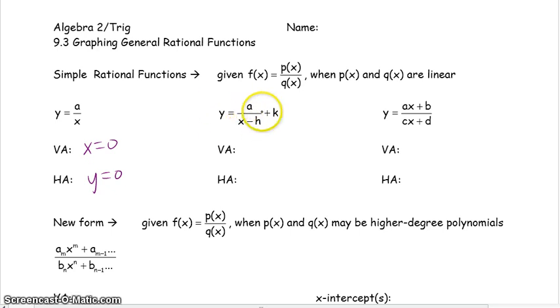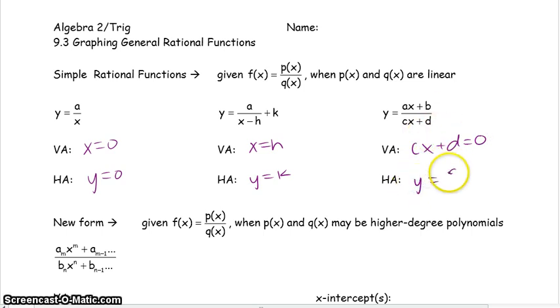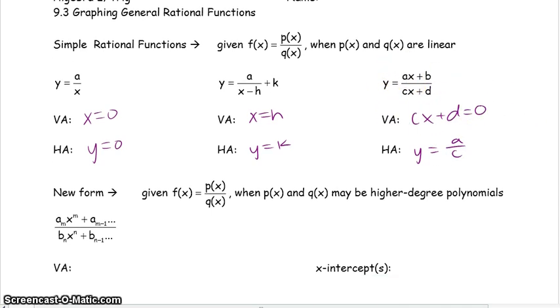And for this form, y equals a over x minus h plus k, our vertical asymptote is x equals h, and our horizontal asymptote was y equals k. And then for our third one, we had y equals ax plus b over cx plus d, and our vertical asymptote was cx plus d equal to 0. We solved for x. And then our horizontal asymptote was y equals a over c, these coefficients in the front. That was just a review from yesterday.